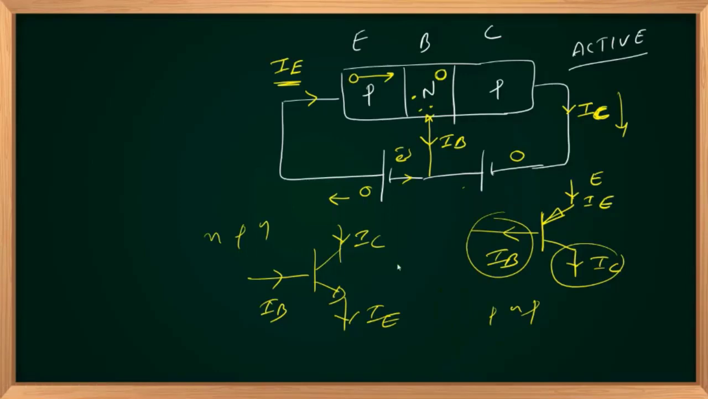Emitter current: in PNP, into the emitter; in NPN, out of the emitter. Base currents leave the terminals in the case of PNP, whereas in the case of NPN both are entering.